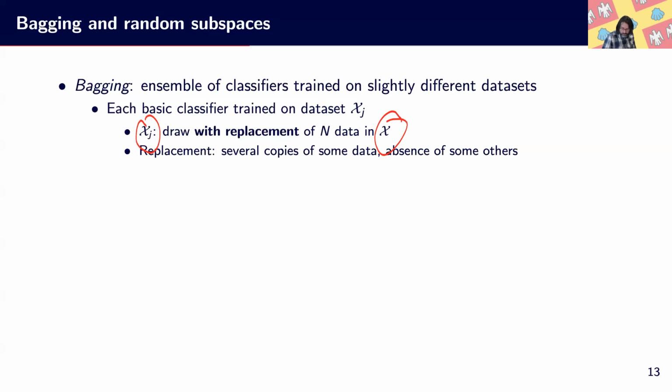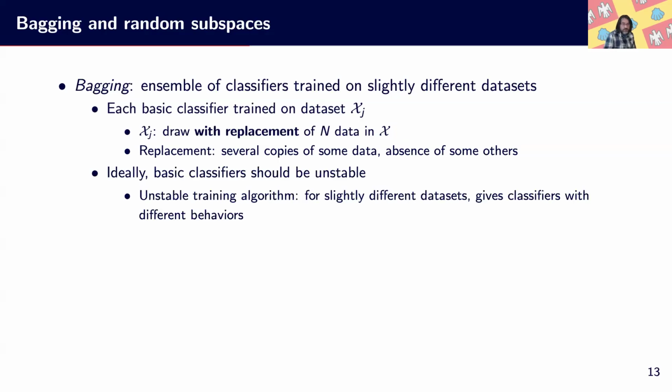So the replacement allows getting several copies of some data and the absence of some others. And that should ideally be applied in a case where the basic classifiers are unstable. That's funny to say, because usually we don't want such a thing to be unstable, but here the instability is a feature.